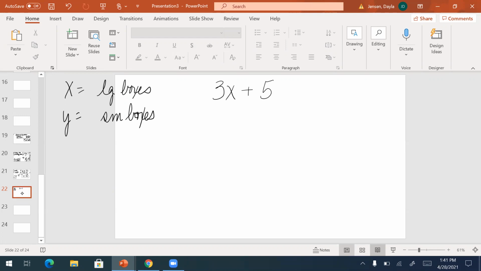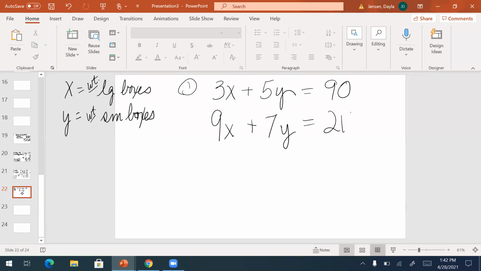So this is not the number. This is going to be weight. Sorry, my bad. Weight. Because they're giving us the number, we have to find the weight. 3 large boxes and 5 small boxes weighs 90 kilograms. So that's one equation. The second equation, a delivery of 9 large boxes and 7 small boxes weighs 216. So 9 large plus 7 small equals 216.